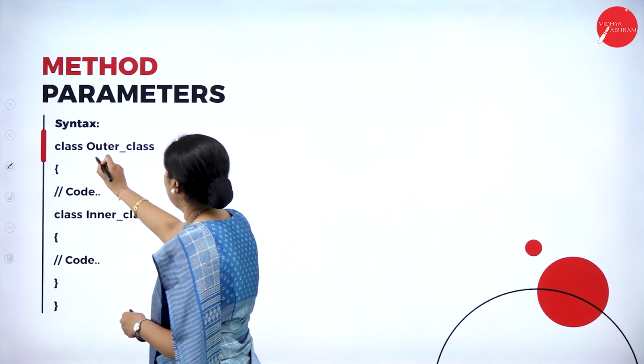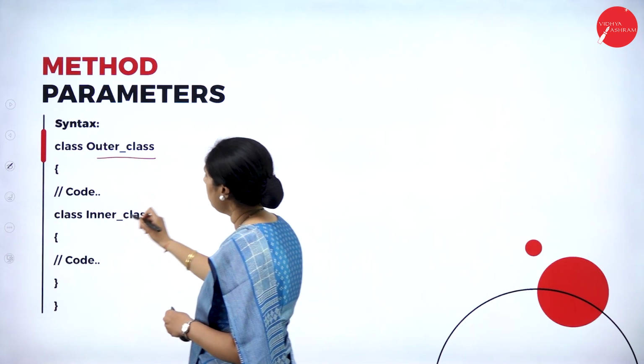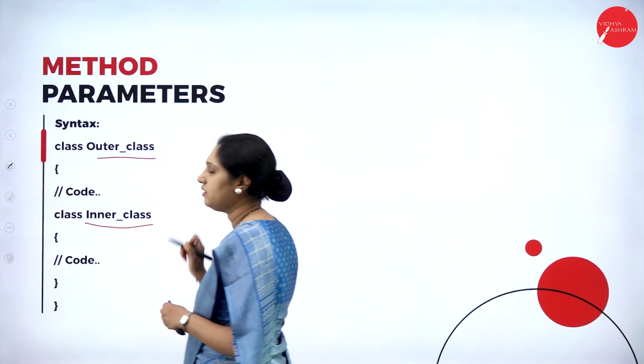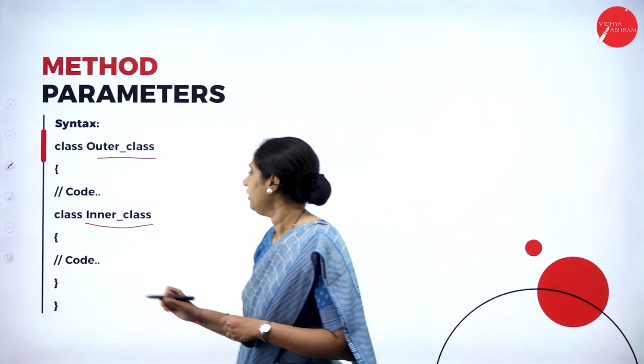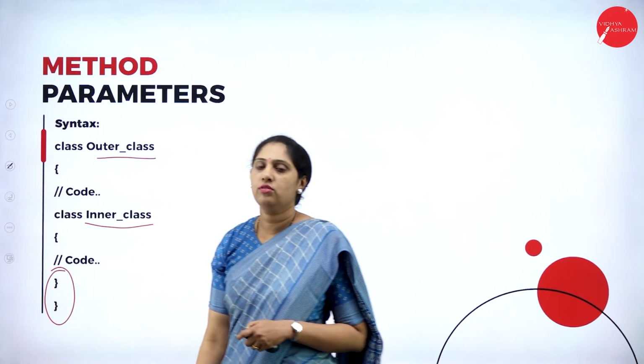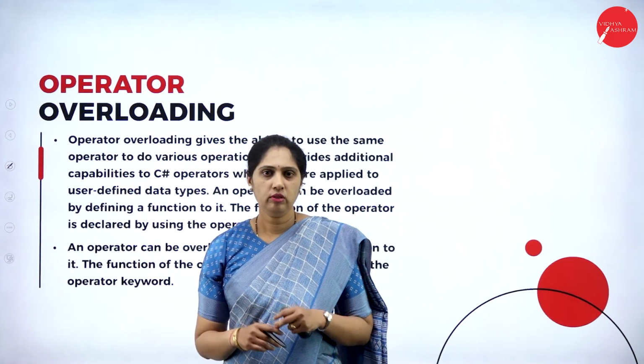This is class outer class. Inside of it, we have one more class, say inner class. Then all the classes are closed. So, method overloading is over.